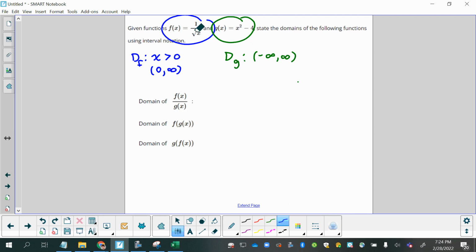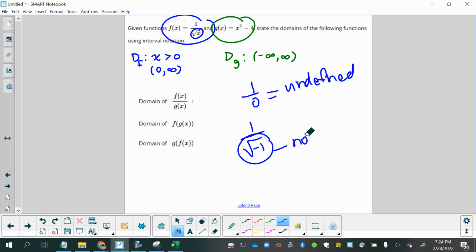Whereas with f, remember, if we had plugged in, say, 0 for x, then we would have the square root of 0, which is 0, and then 1 over 0 is undefined. So that's why we don't include 0. And likewise, we couldn't include anything negative, because if x were allowed to be -1, for example, you would have 1 over the square root of -1, and the square root of -1 is not real. So we can't allow that either. We're looking for only things that produce real numbers.